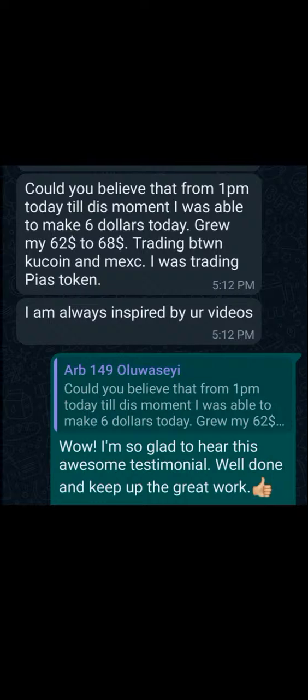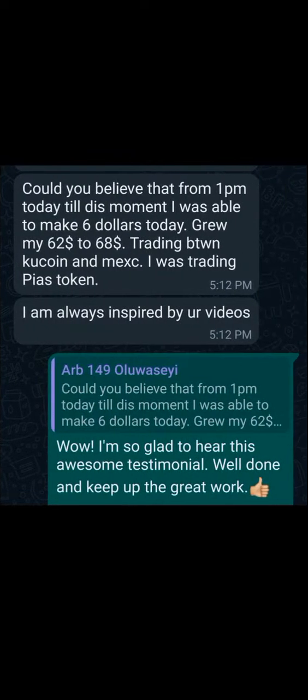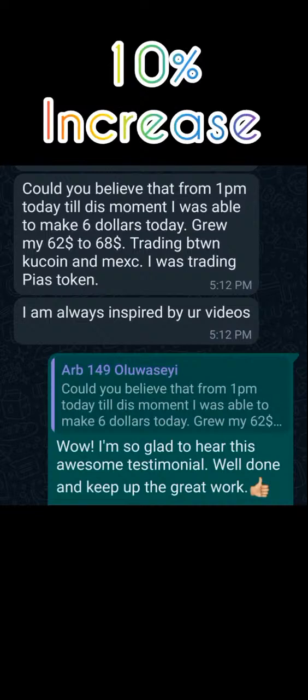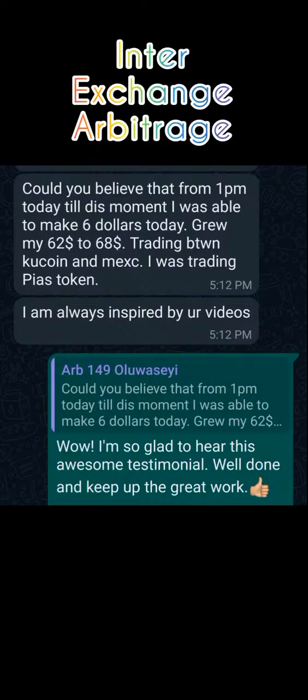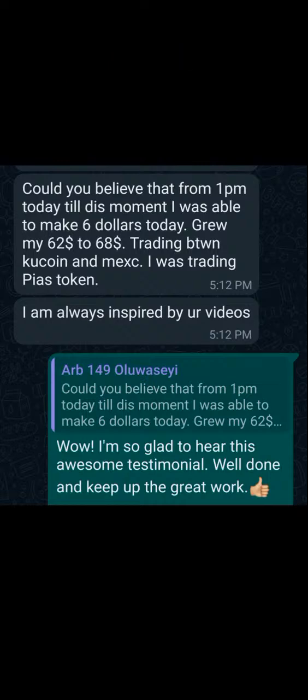Now, what about what happened the following day? This was a 10% increase. He traded for a couple of hours and he made a 10% increase on his trading that day. For those of you wondering, how much can you make in inter-exchange arbitrage? This is an example for you, because this is inter-exchange arbitrage at its best. And he utilized all the skills, all the information, all the strategies that we teach in our income strategies course. And I'll get to that in a bit.